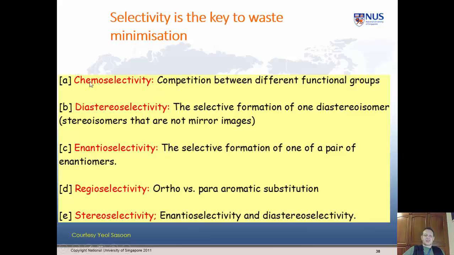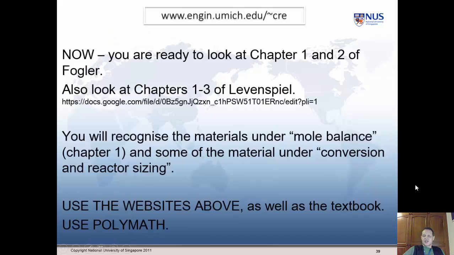You've got chemoselectivity, competition of different functional groups, diastereoselectivity, one diastereomer against another, enantioselectivity, formation of one pair of enantiomers, regioselectivity, ortho versus para, aromatic, stereoselectivity. You can read them, I don't need to go through that.